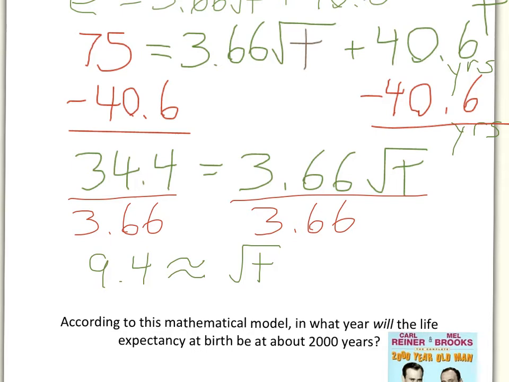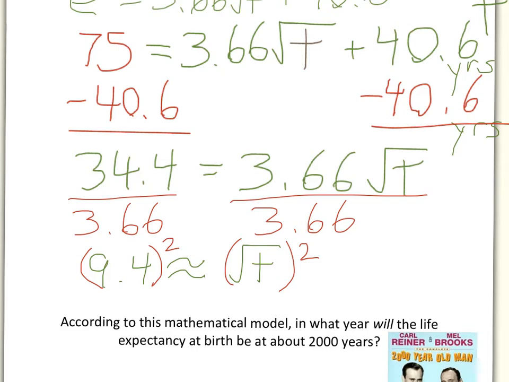Think back to last year when we were working with Pythagorean theorem. If you want to get rid of something that is squared, very good. Take the square root of both sides. And it works both ways as well. We want to get rid of something that has already been square rooted, in this case, T. So we want to get rid of that square root. The opposite of squaring something is to take the square root. The opposite of the square root is to square it.